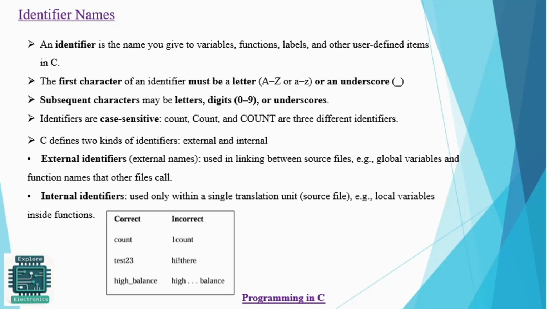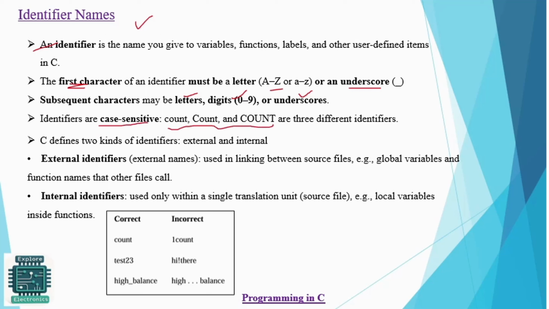The next concept is identifier names. Now let us see the definition of identifier first. An identifier is the name you give to the variables, functions, labels and other user defined items in C. That's what is called an identifier. The first character of an identifier should be A to Z or underscore. And the subsequent characters, means after the first character, may be letters, digits, or underscore. It is acceptable. And the main thing, identifiers are case sensitive.